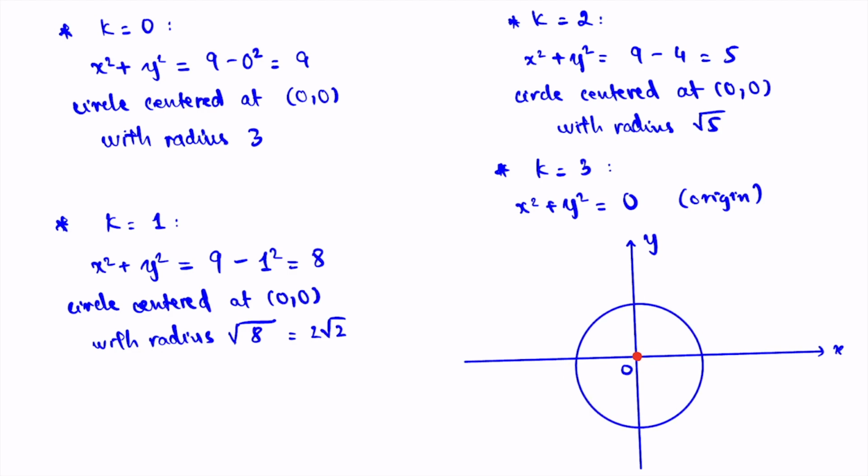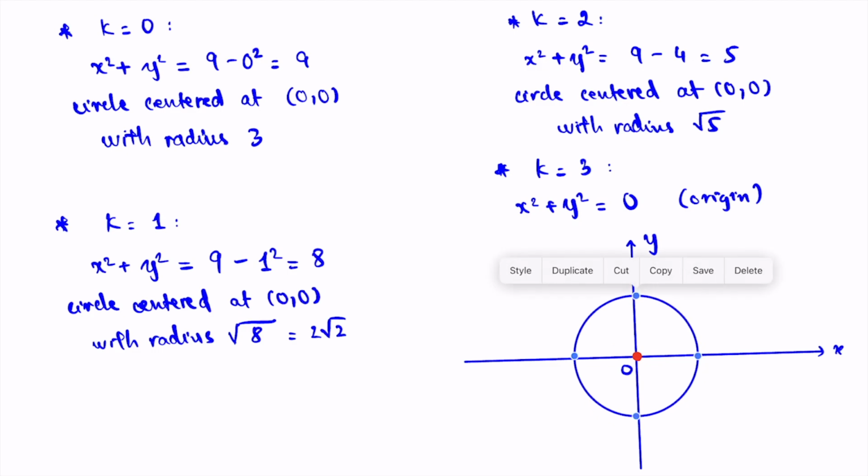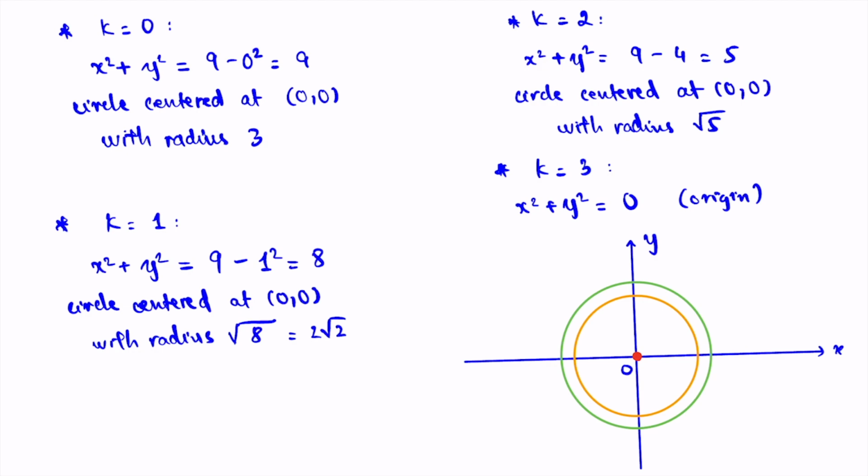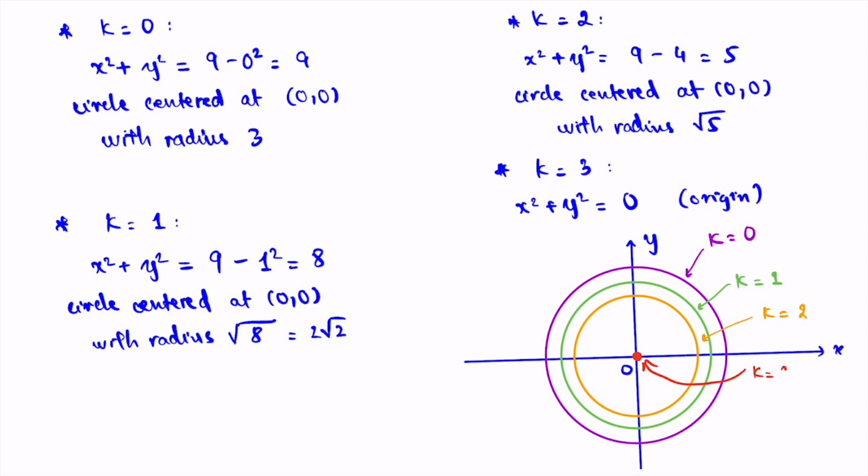So this is the circle centered at the origin with radius square root of 5. The next one is the circle centered at the origin with radius square root of 8, or 2 times square root of 2. And the last circle in purple is the circle centered at the origin with radius 3. So I want to note that for this case, k is equal to 0. For this circle, this is where k is equal to 1. For this circle, this is k equal to 2. And the point at the origin is when k equals 3.